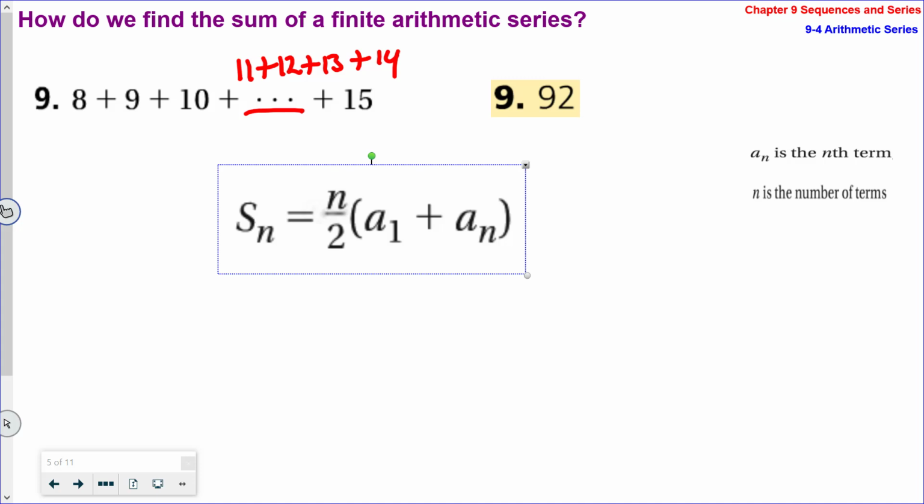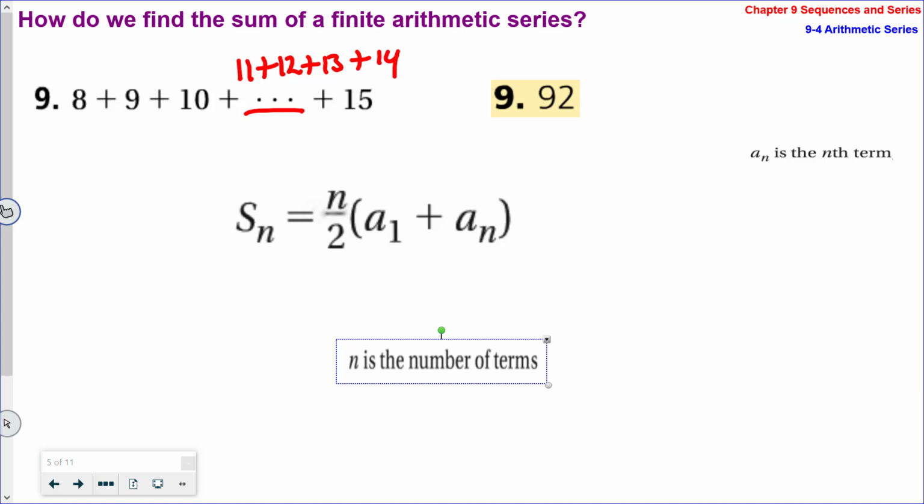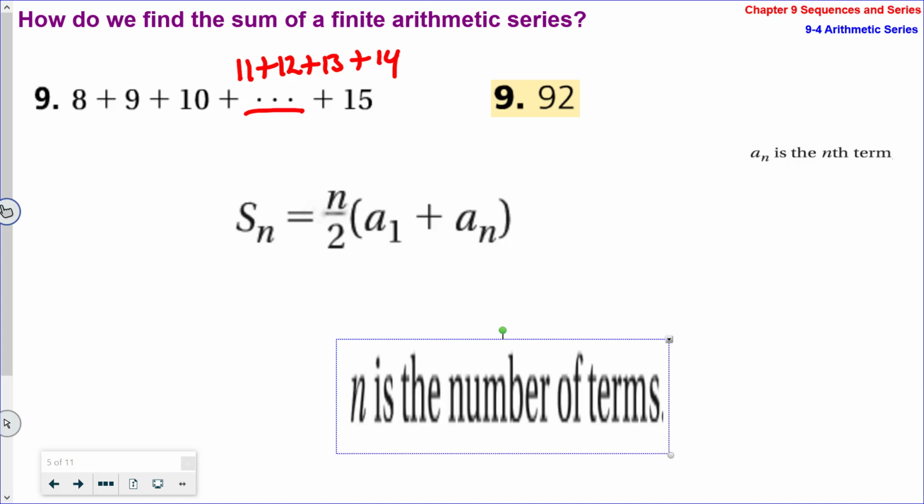S subscript n, this just means the sum of the series. n is the number of terms in the series. How many terms are in the series? Maria? There are not 4. Don't guess. Yusuf? There are 8.